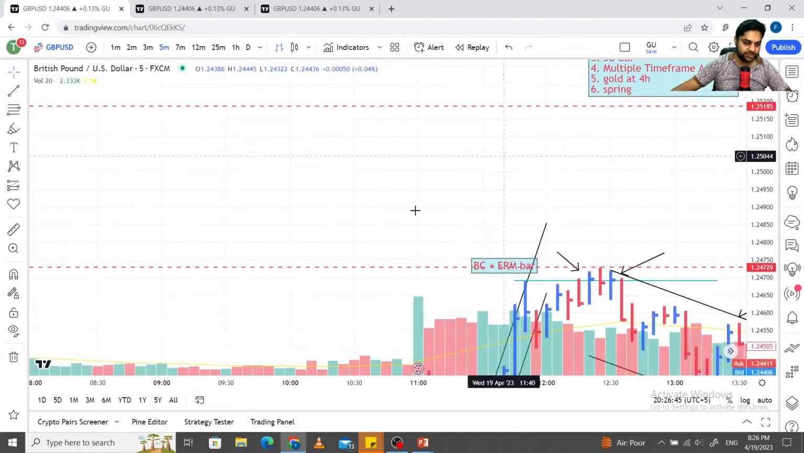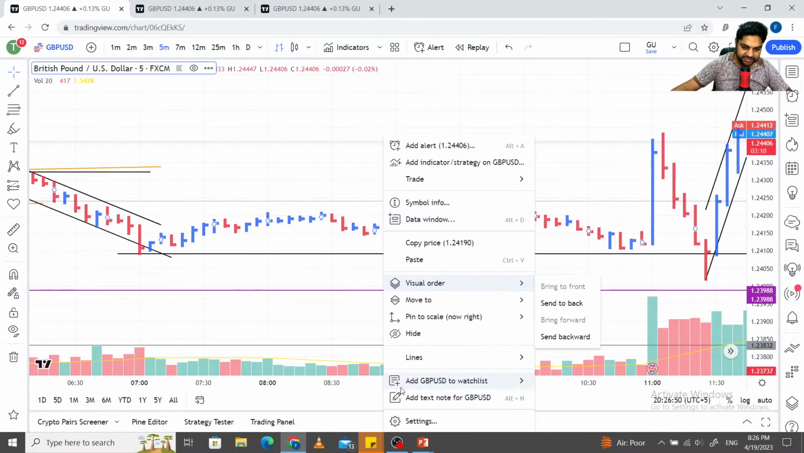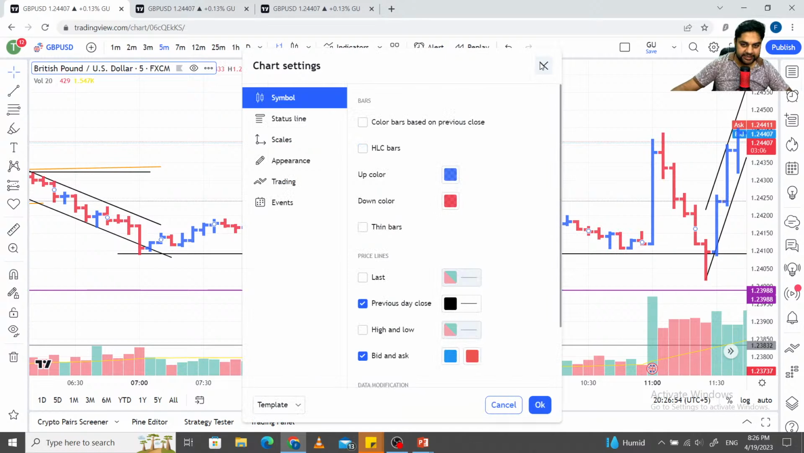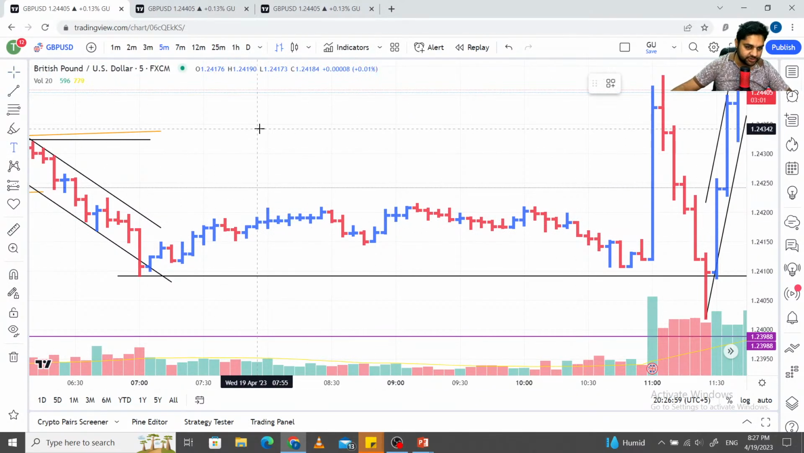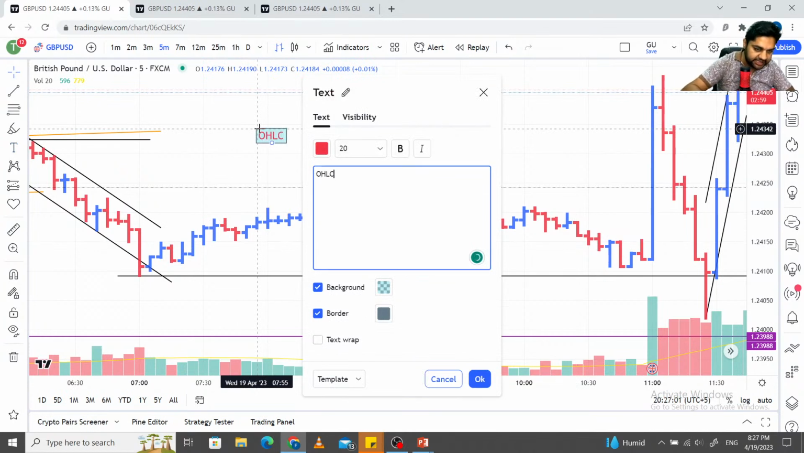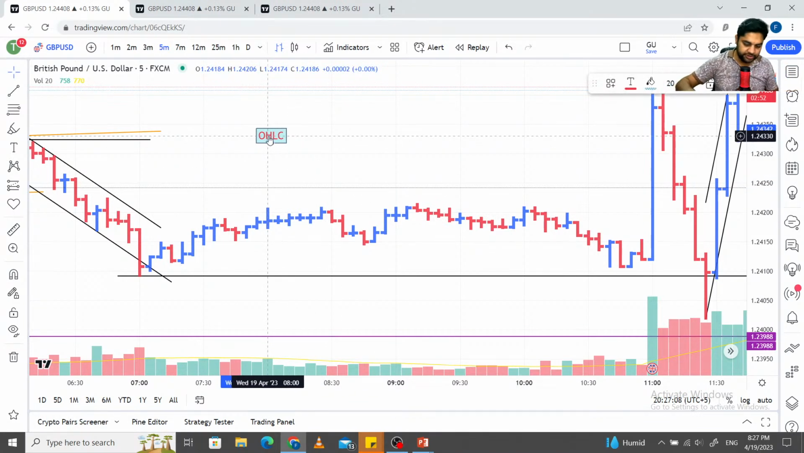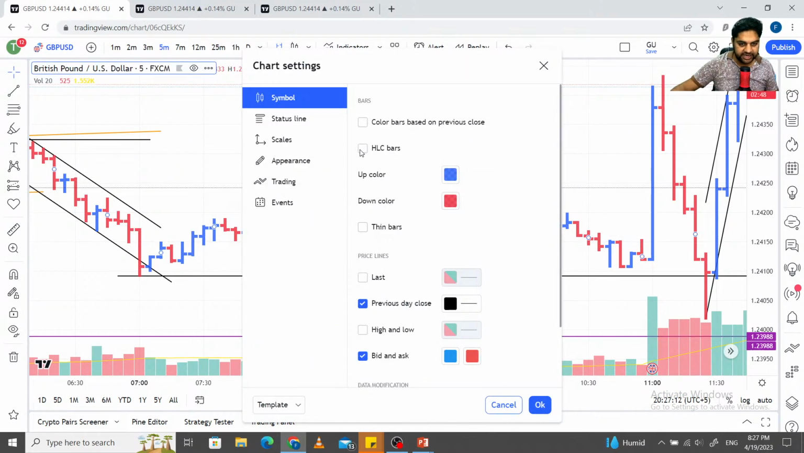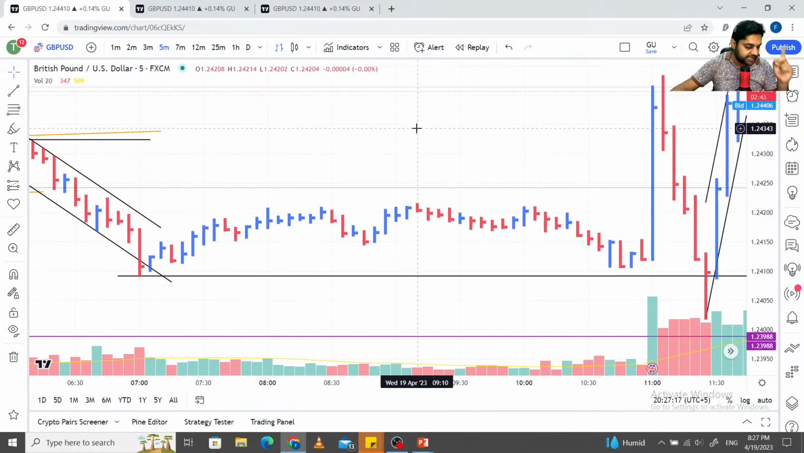HLC bars. Okay, so guys, what do you see over here? These are HLC bars, right? So you can just go to the settings, and what do you see right now? These bars are called OHLC bars. OHLC means open, high, low, close. But we don't need open, right? So we will go to the settings one more time, right click, go to settings and check this one, and you have HLC bars, not OHLC but only HLC bars.